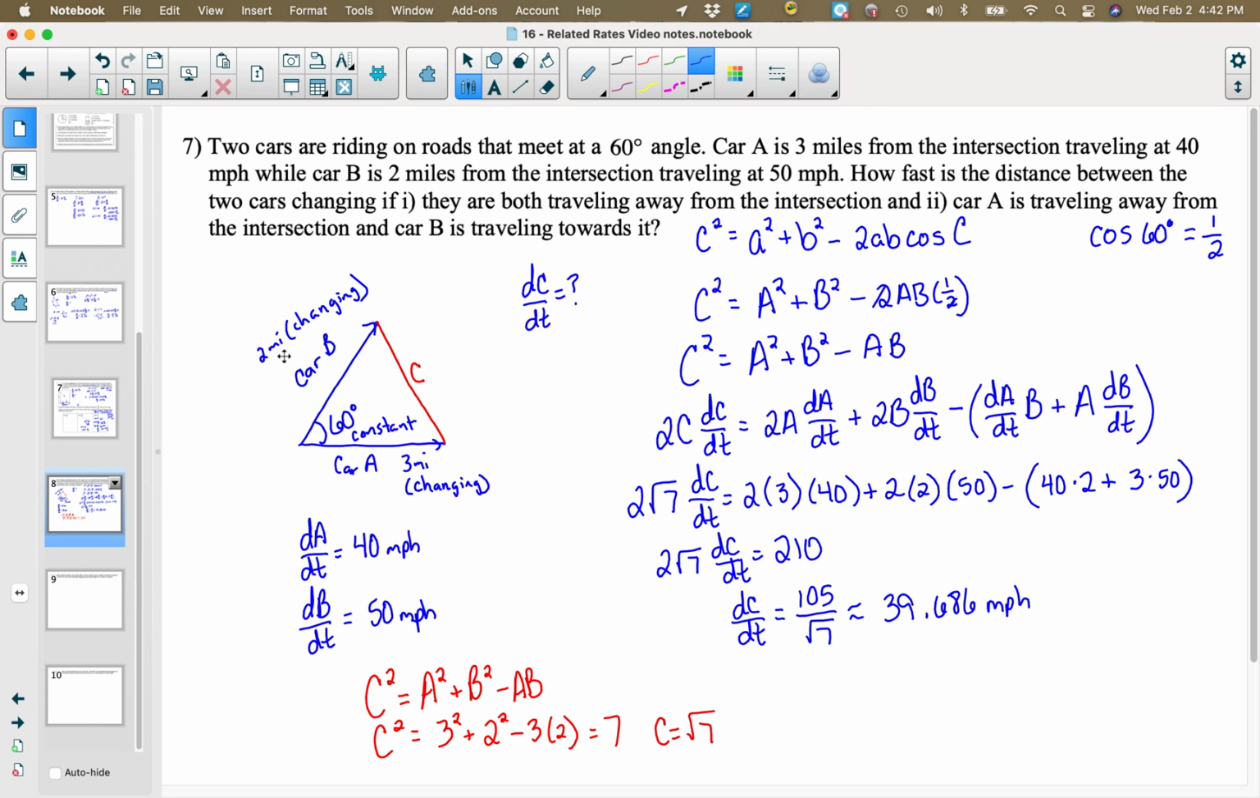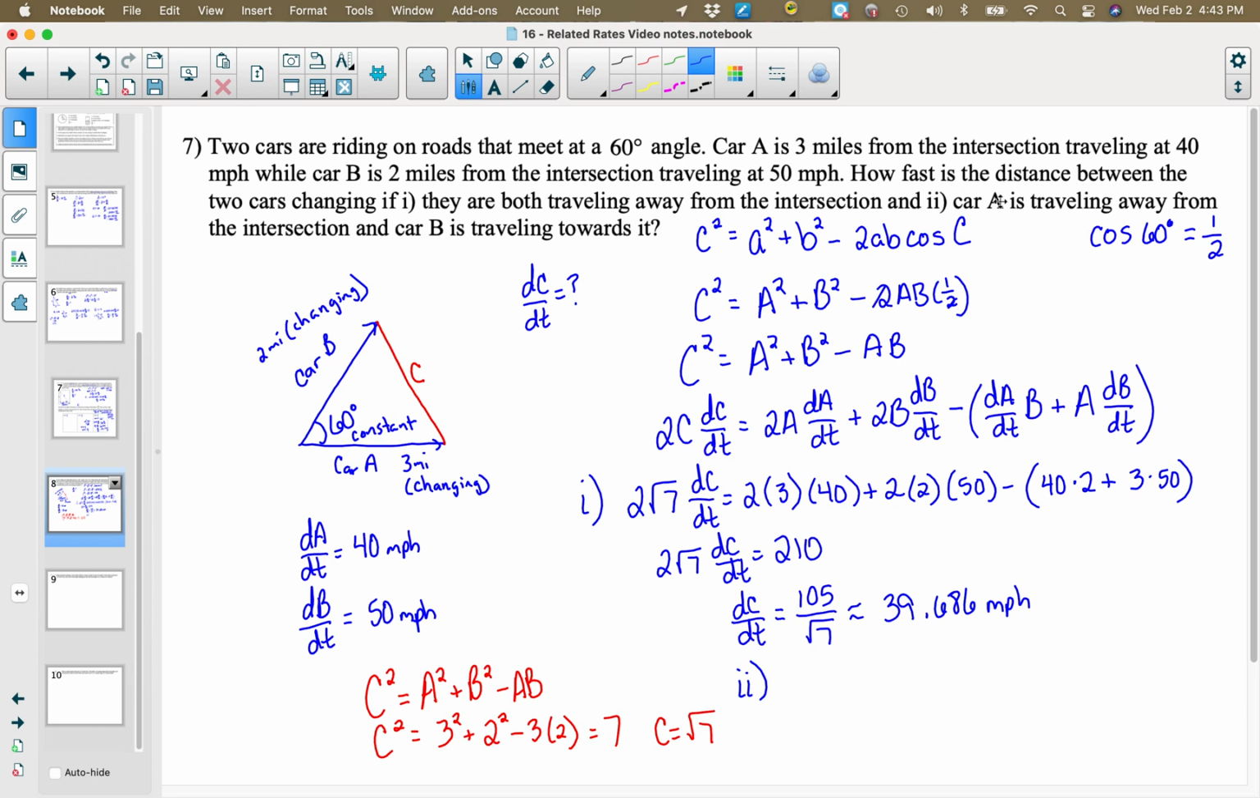Okay, so as these cars are traveling on these roads, with the situation we've described, at the point where car B is 2 miles away from the intersection and car A is 3 miles away, obviously not drawn to scale, the rate of change of the distance between them would be 39.686 miles per hour. So that's what we just solved. That all was part 1. Right here, when I plugged it in, is part 1. So now let's do part 2.